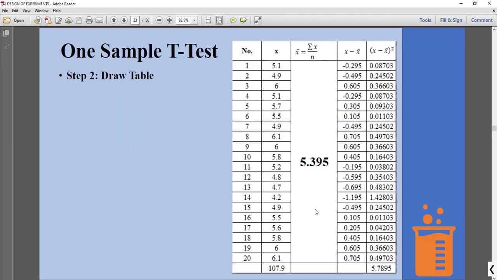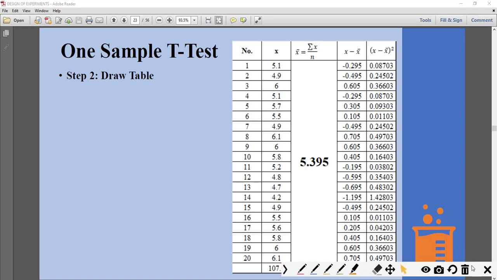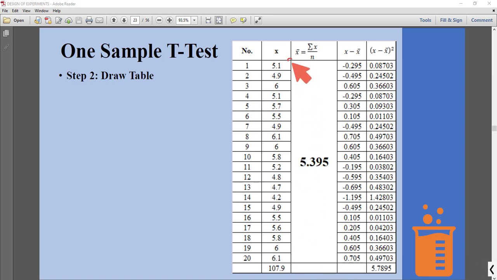So what is the next step? We can draw the table, right? So in this case we are drawing the table just like the last time. What are the things in the table? First is all the x values, right? Write all the x values. Then what is the second step? Do the addition of all these x values. Whatever is the addition of the x values, you write it over here.